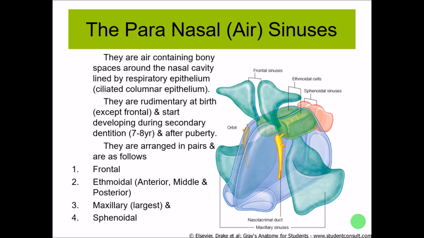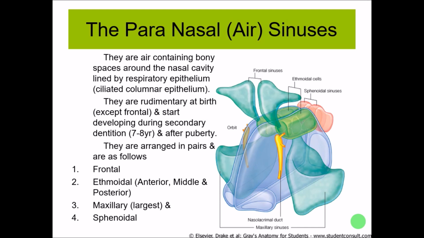So try to differentiate these sinuses from the sinuses which are present within the cranial cavity. Those are called dural venous sinuses because they contain venous blood and they are within the dura mater. So those are different from the paranasal air sinuses which are present in the bones of the face.